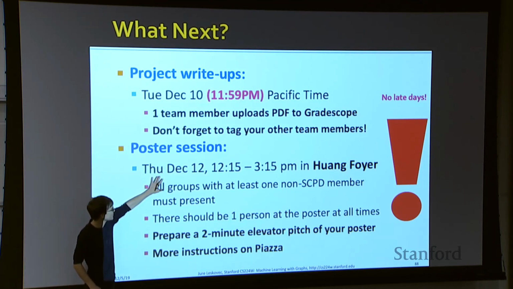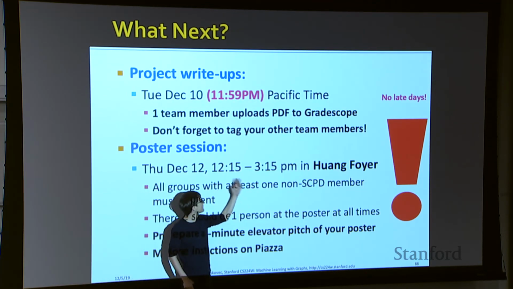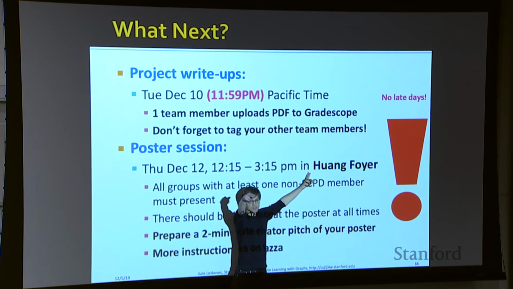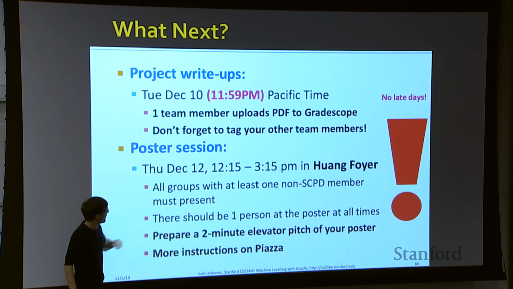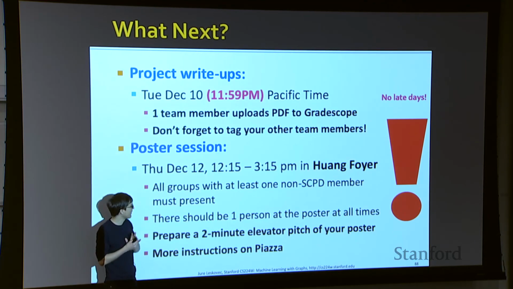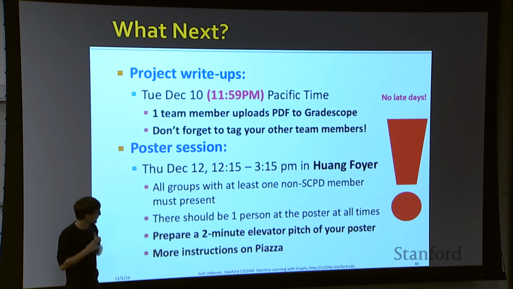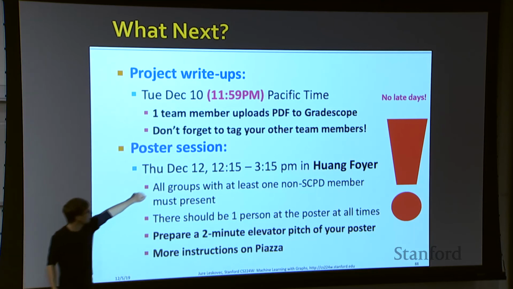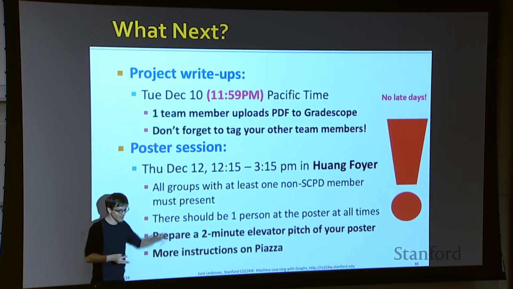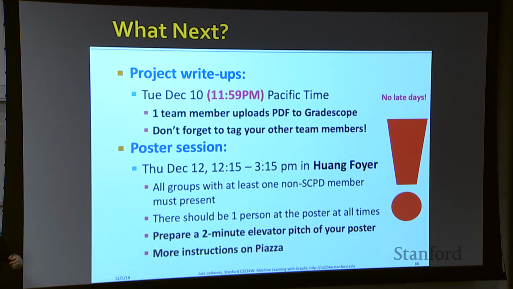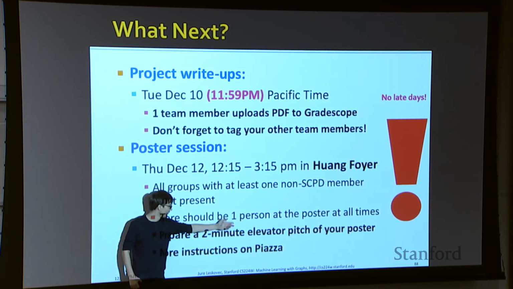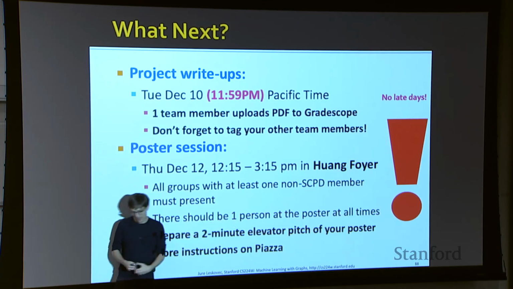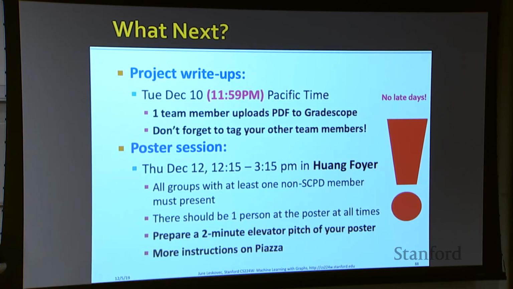And then we'll have a poster session next week on Thursday during the final exam time. This means between 2:15 and 3:15. It will be outside the classroom, here in the foyer of Huang building. All groups with at least one non-SCPD student should present. And there should be one person at the poster for the entire duration of the 3-hour session. Meaning you can swap members, but there should be somebody ready to answer questions at your poster at all times, and other members can go around and talk to other people.